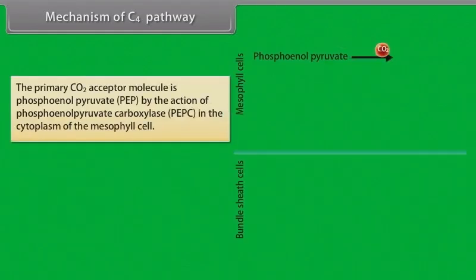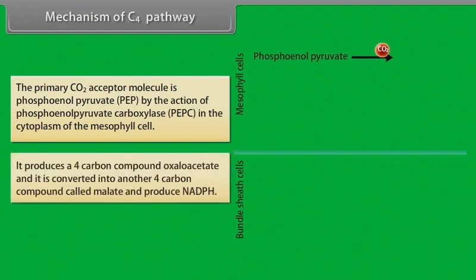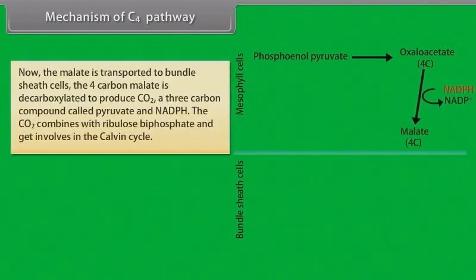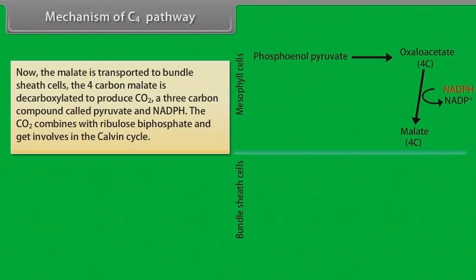Mechanism of the C4 pathway. The primary carbon dioxide acceptor molecule is phosphoenol pyruvate, by the action of phosphoenol pyruvate carboxylase in the cytoplasm of the mesophyll cell. It produces a 4-carbon compound, oxaloacetate, which is converted into another 4-carbon compound called malate, and produces NADPH. Now, the malate is transported to bundle-sheath cells.